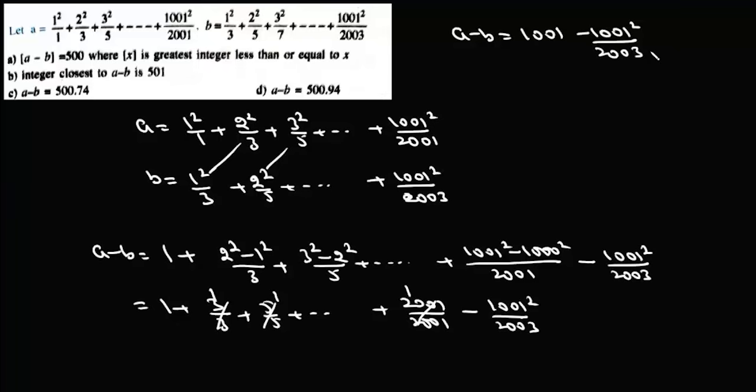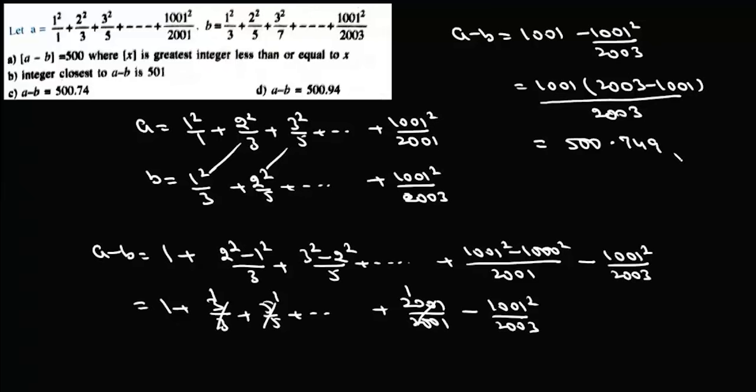Now we can take 1001 common, and it will be 2003 minus 1001 divided by 2003. Now this value is equal to 500.7498. Now option C is A minus B is 500.74. Now can we take it as 0.74 or not? It is a little dicey. So we are going to leave it open-ended.